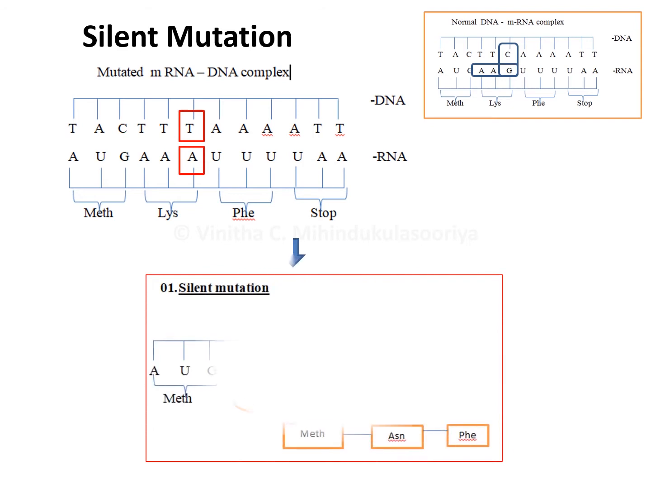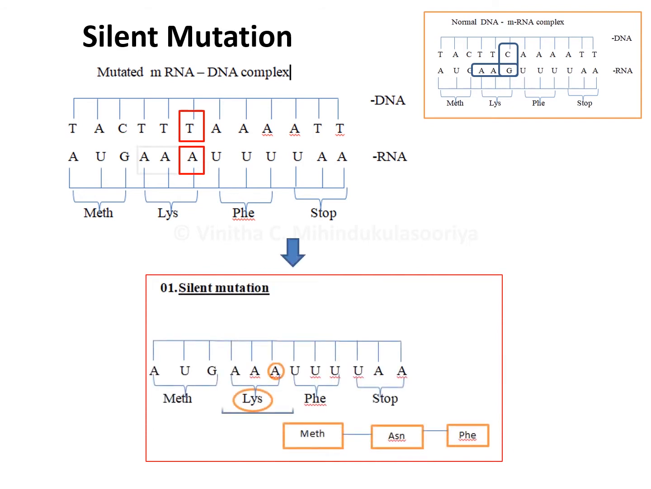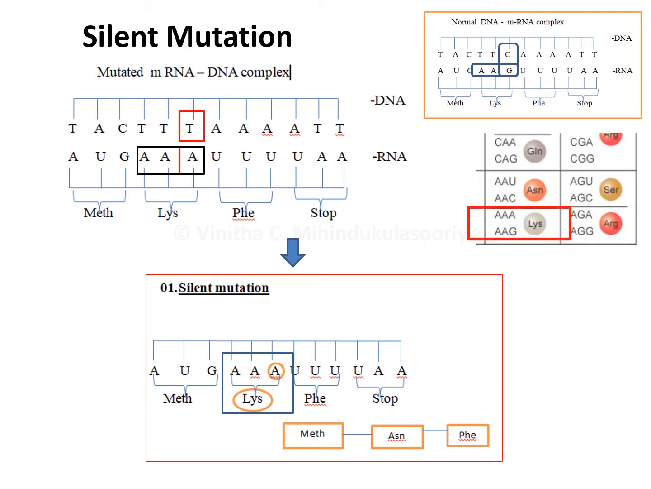The second codon of the mRNA strand becomes AAA due to this mutation instead of AAG. But the codon AAA also codes the amino acid lysine as AAG. Therefore, no change of the protein occurs though a mutation has occurred. This type of mutations are called silent mutations in molecular biology.